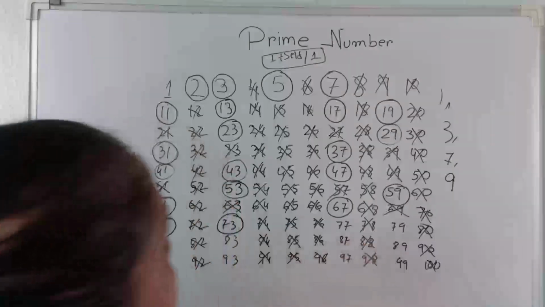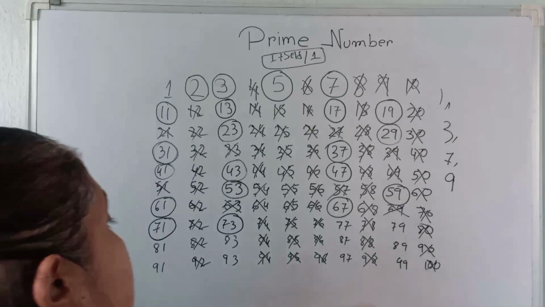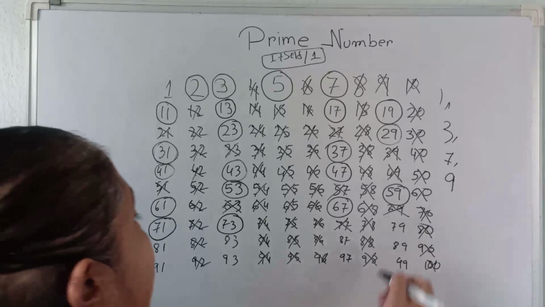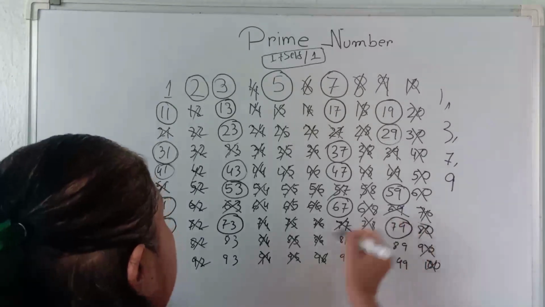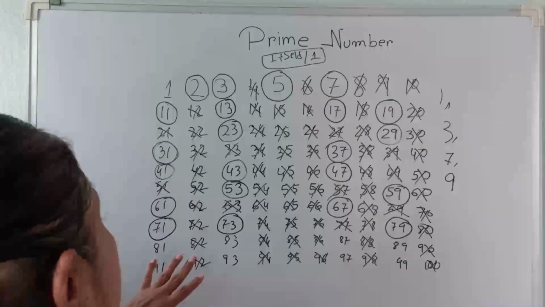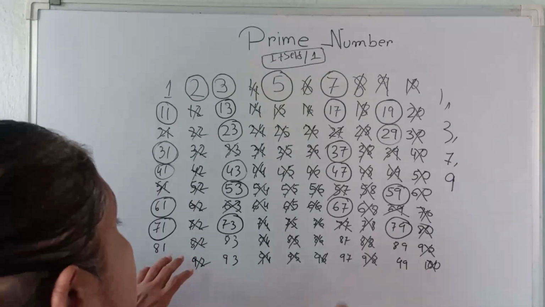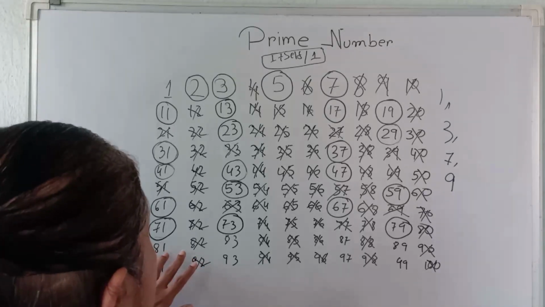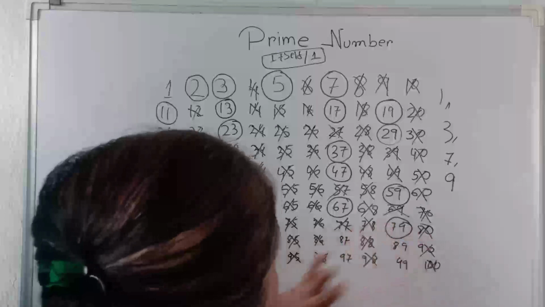Next 77. 77 is a multiple of 7. Just cross it. Next 79. We cannot divide 79 by any other number. So 71, 73 and 79 are prime numbers. Now let's check 81 to 90. The numbers we have to check are 81, 83, 87 and 89.